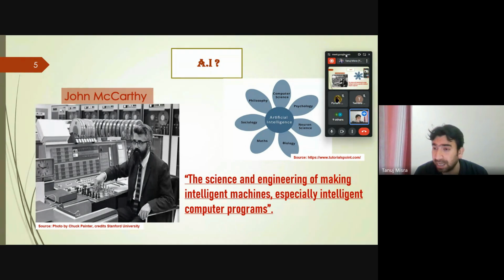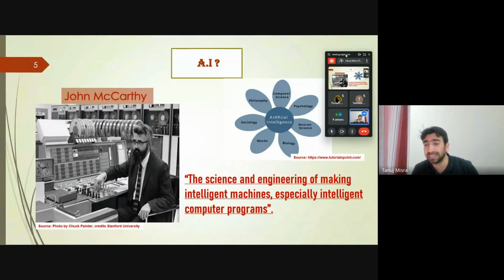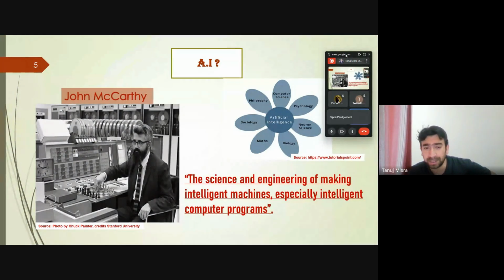This was the picture of Captain John McCarthy, taken at Stanford University while he was demonstrating the problem of chess. Okay, he was playing chess with a machine. Nowadays we can see that in Windows, by default there is a chess game, and we can play with the computer. That technique was first developed by him.